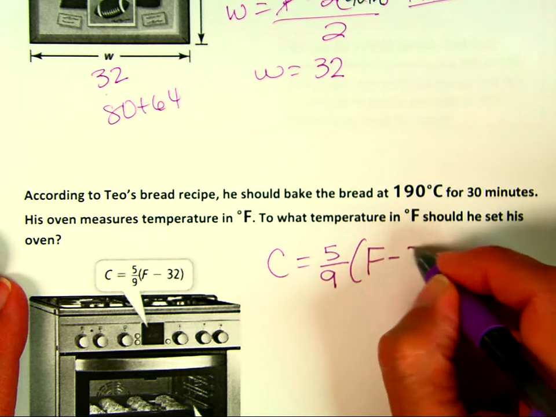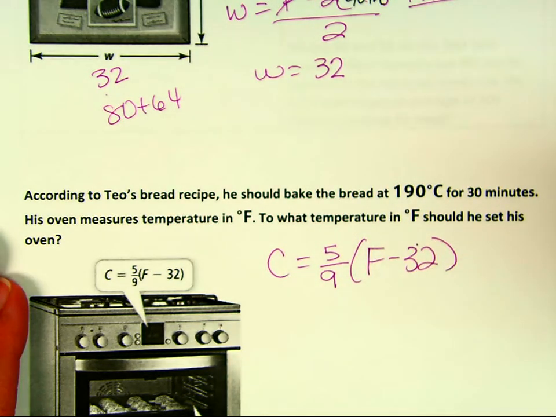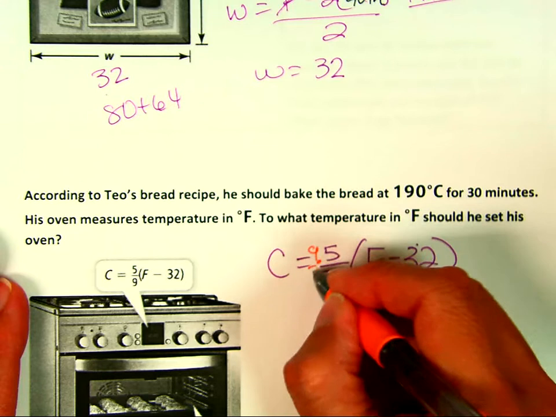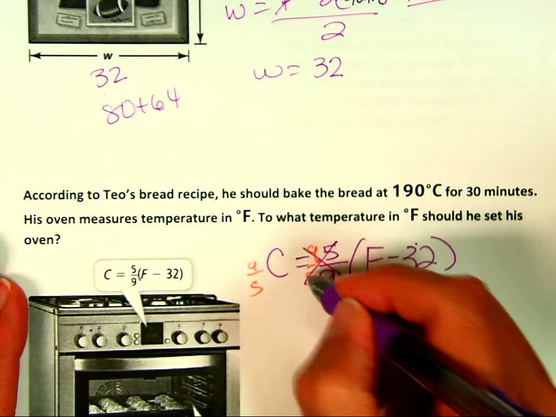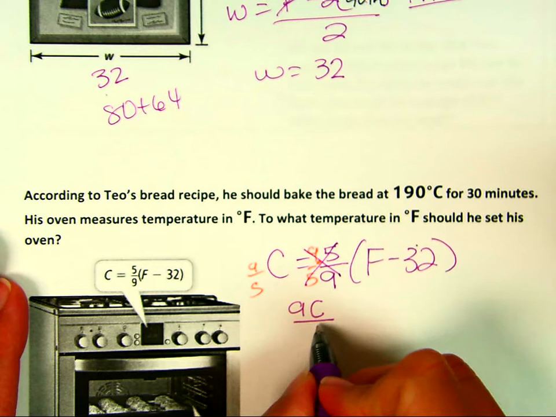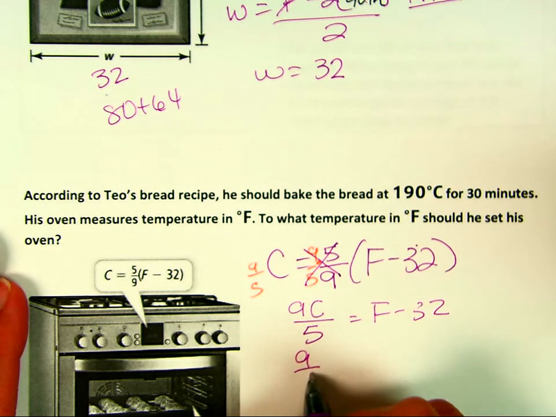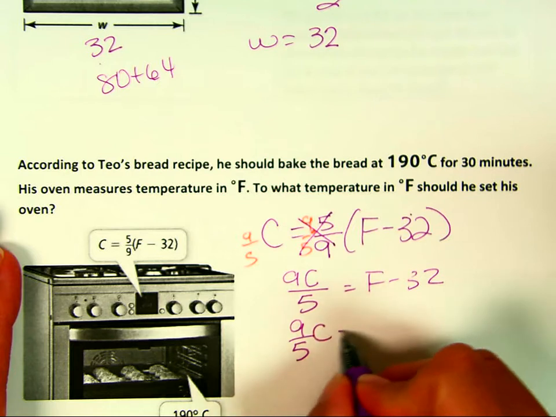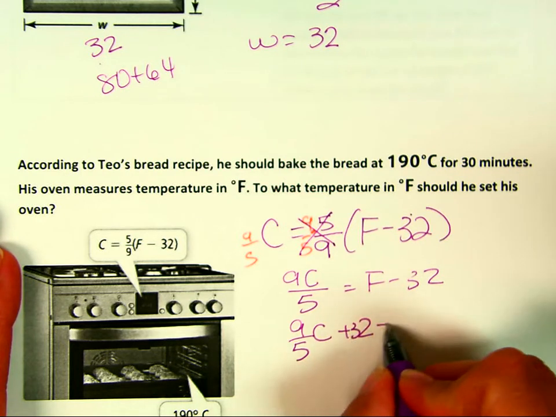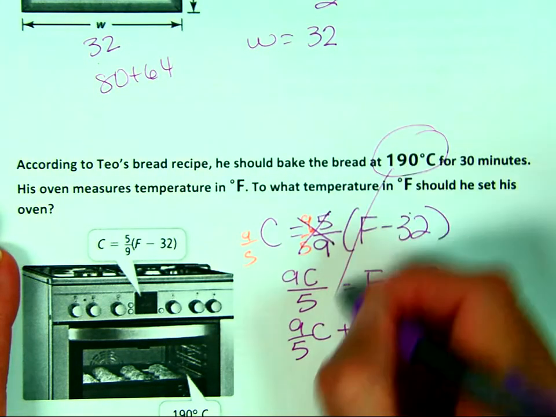Well, the first thing we would want to do is get rid of this 5/9 because it's being multiplied. We get rid of a 5/9 by multiplying by 9/5. So I'm going to multiply by 9/5. It cancels out here. So I have 9C over 5 equals F minus 32. So then if I just add 32 to both sides, I get a formula for Fahrenheit, at which point I can put the 190 right there.